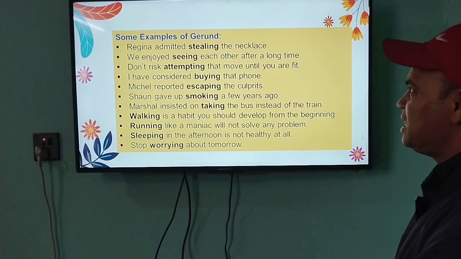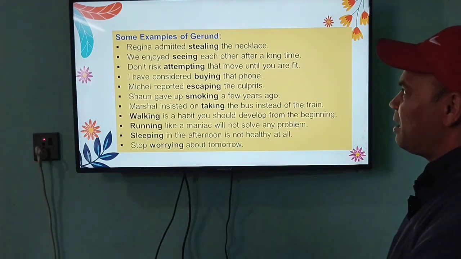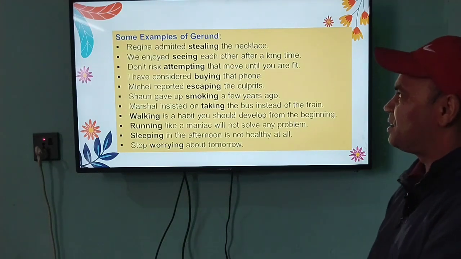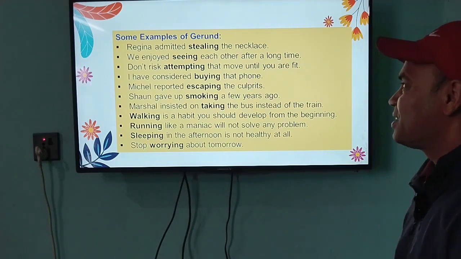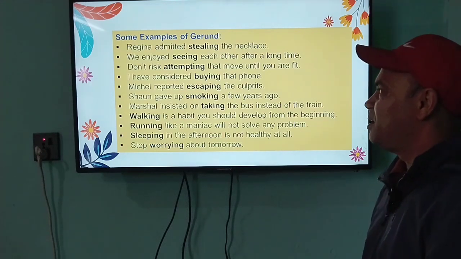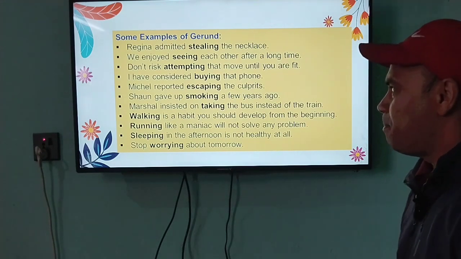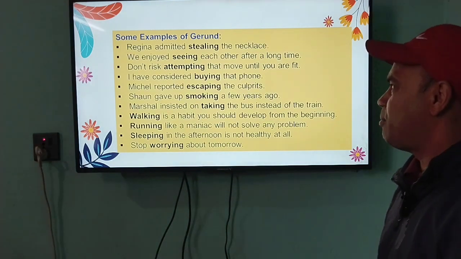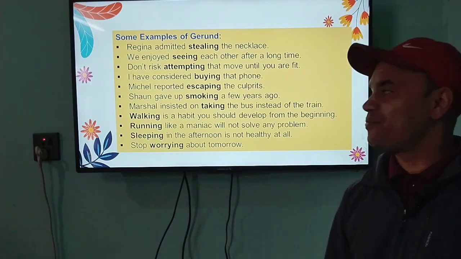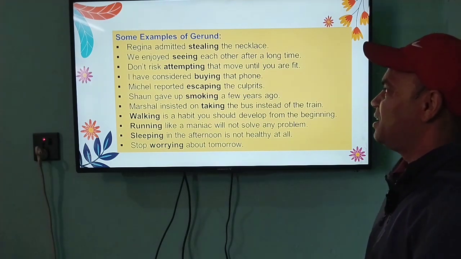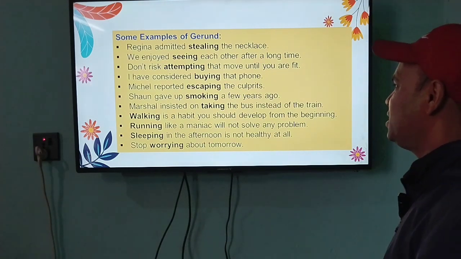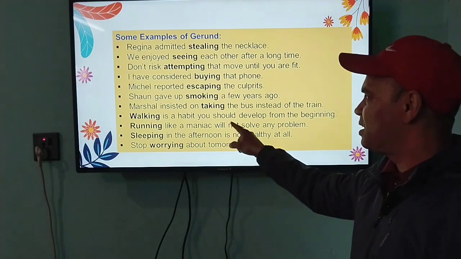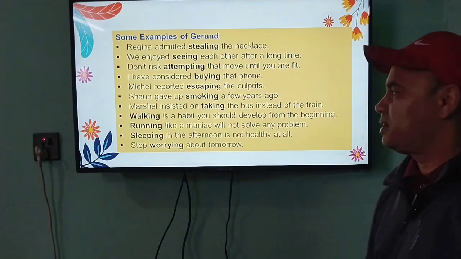We enjoyed seeing each other after a long time. Don't risk attempting that move until you are fit. I have considered buying that phone. Michael reported escaping the culprits. Sound gave up smoking a few years ago. Likewise, Marcel insisted on taking the bus instead of the train. Walking is a habit you should develop from the beginning.